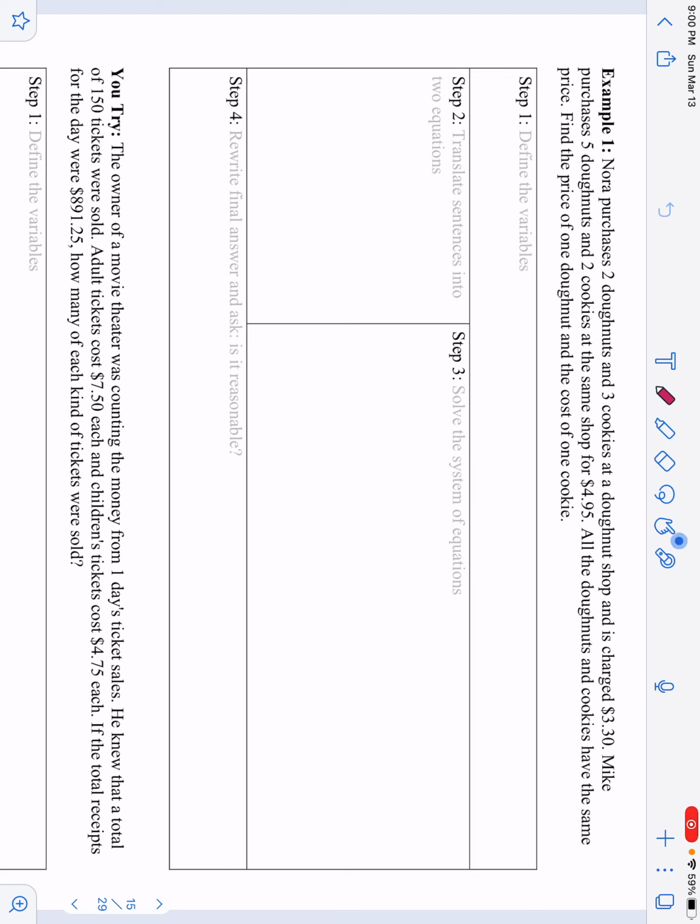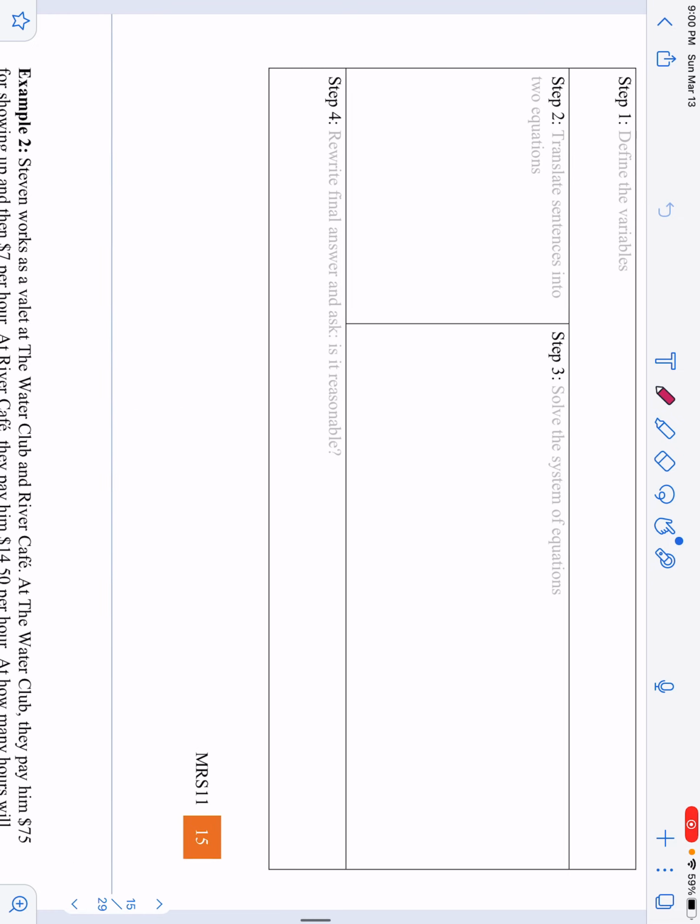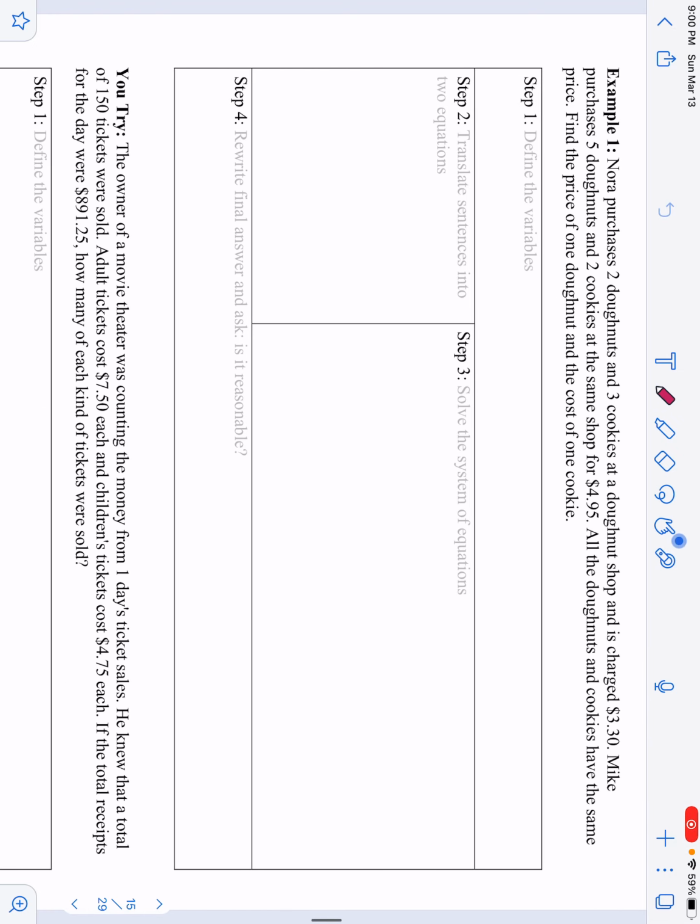Last week we did systems of equations word problems, and then we also did systems of three equations. So let's get started. I am on page 15 of our packet if you want to go ahead and turn to this page, and let's try to work on these problems together.